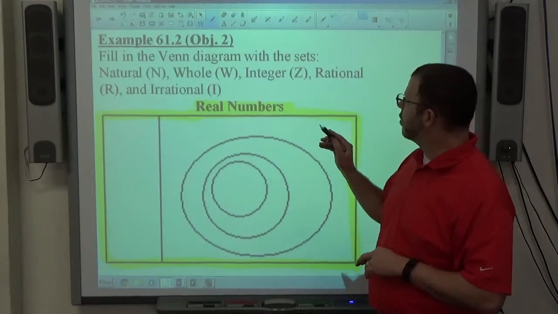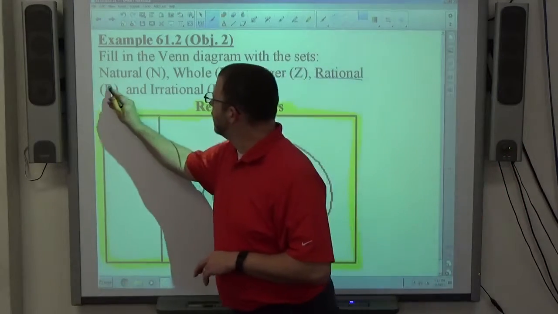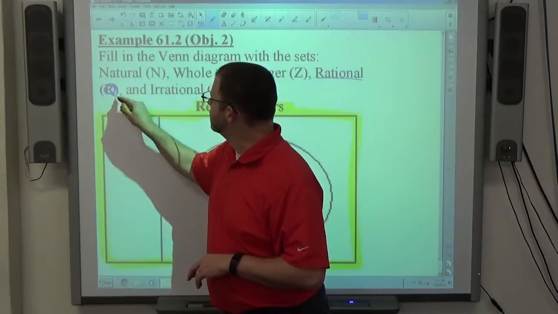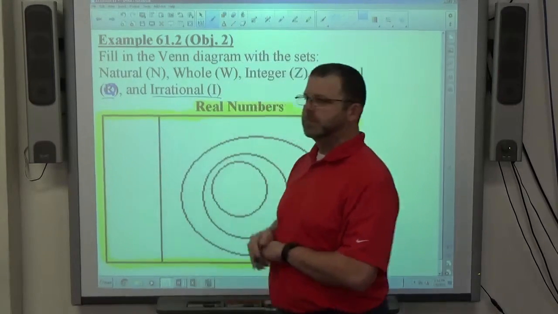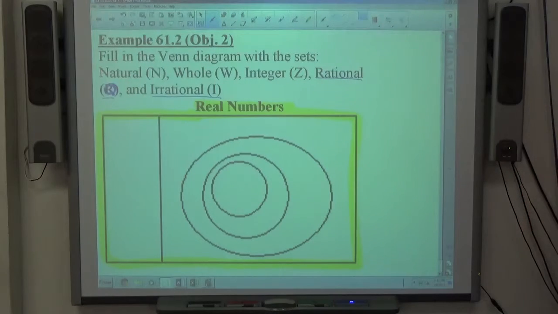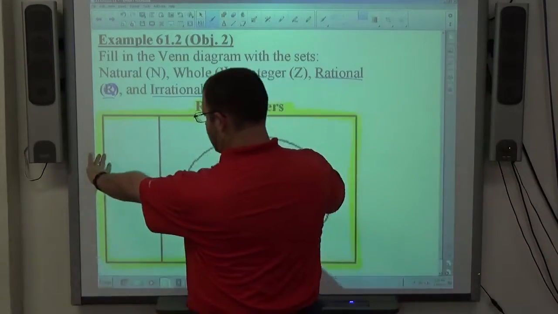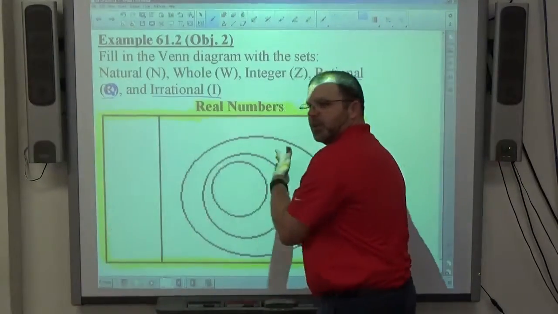Those disjoint sets are rational. That should be Q instead of R. I don't know why I put an R there. Rational and irrational. That's where I start. So the rational, the irrational are disjoint, which would be these two guys, right? That's one, this is the other.